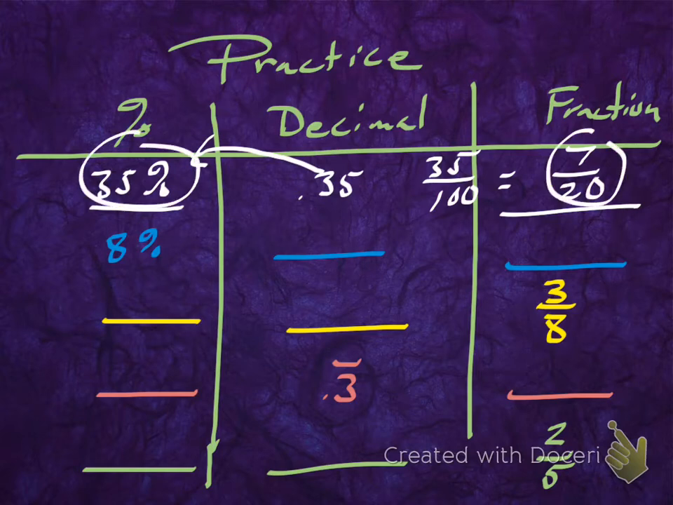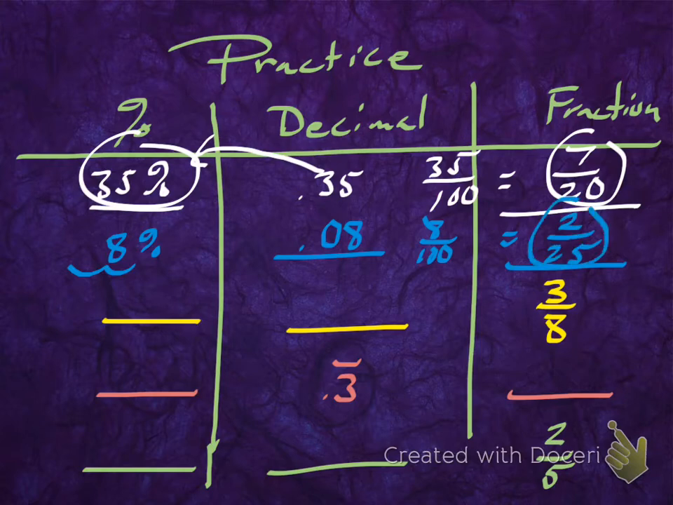Now let's start with a percent. This time we have 8%. Just to change it into a decimal, we're going to move the decimal over 2 places to the left, and we're going to get 0.08, which is the same thing as 8 over 100. And that's going to reduce to, take out 4 out of the top and bottom, and you get 2 over 25. Okay? So those are the missing forms there.